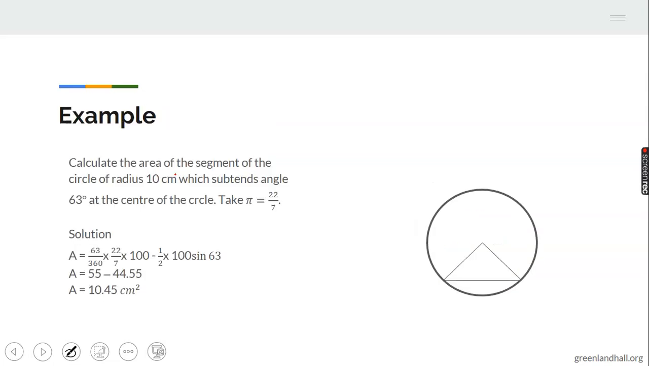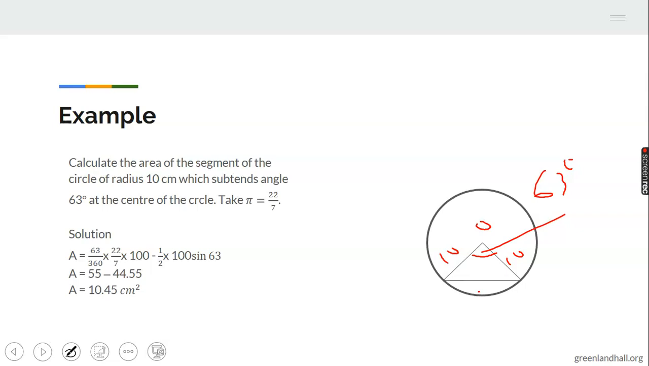Now let's take an example. Calculate the area of the segment of the circle of radius 10 cm, which subtends an angle of 63 degrees at the center of the circle. The angle here is 63 degrees, and the radius is 10 cm. We want to find the area of this segment.